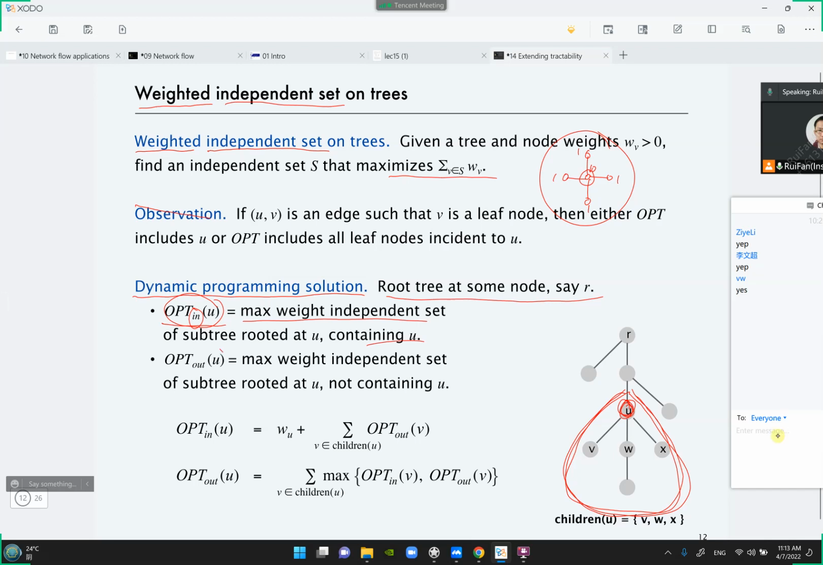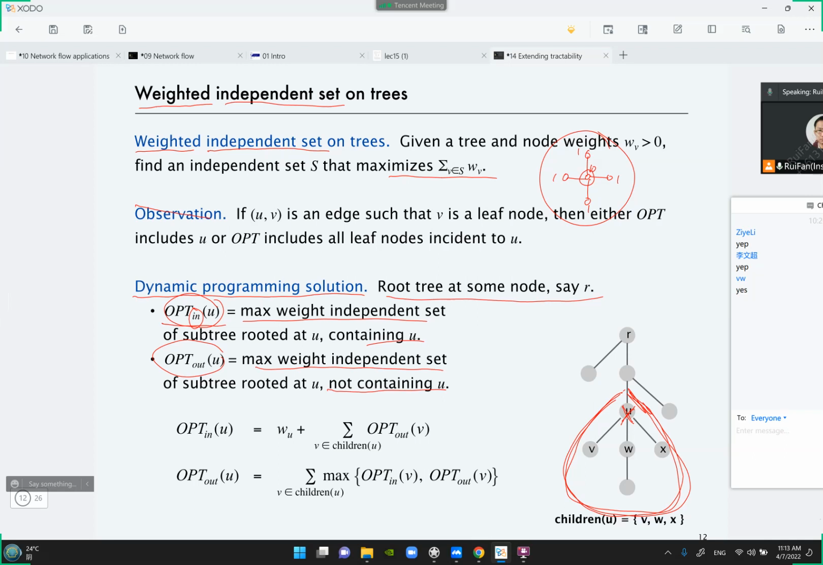Okay. Now the opposite of that is opt-out of u. This means that we're still going to look at the subtree rooted at u, but we're not going to include u. And then after we make that choice, conditioned on not including u, we're going to look at the maximum weight independent set in this subtree.